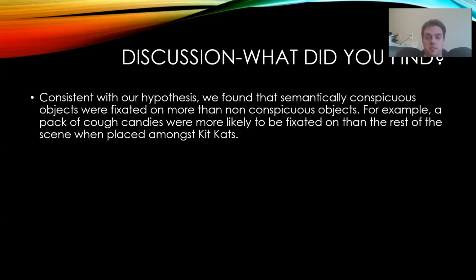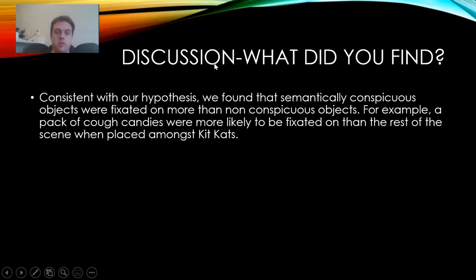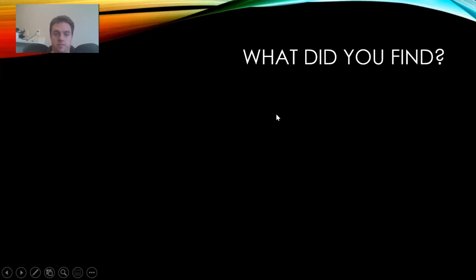Consistent with our hypothesis, we found that semantically conspicuous objects were fixated on more than non-conspicuous objects. For example, a pack of cough candy was more likely to be fixated on than the rest of the scene when placed amongst Kit Kats. So again, what do we find? Was it consistent with what we predicted? Yes, it is consistent with our hypothesis. And then, just in English, what did we find? Not going into the exact numbers or stats, because we just did that in the prior section.